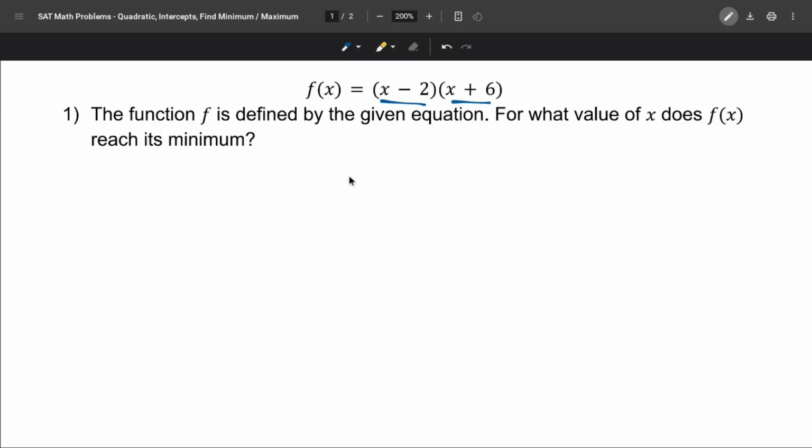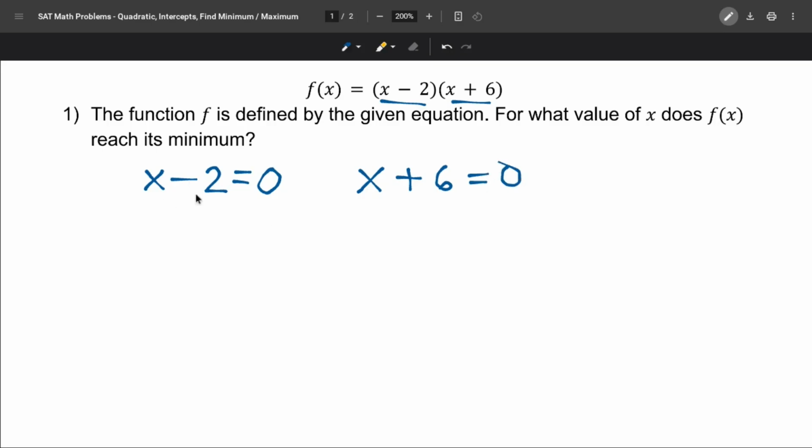Function f is defined by the given equation. For what value of x does f of x reach its minimum? So the value of x where f of x reaches its minimum is going to be halfway in between the two x-intercepts. So we need to find those first, and we can figure that out by setting the factors equal to 0. So I'm going to say x minus 2 equals 0, and we're going to solve for x, and also x plus 6 equals 0, and we'll solve for x.